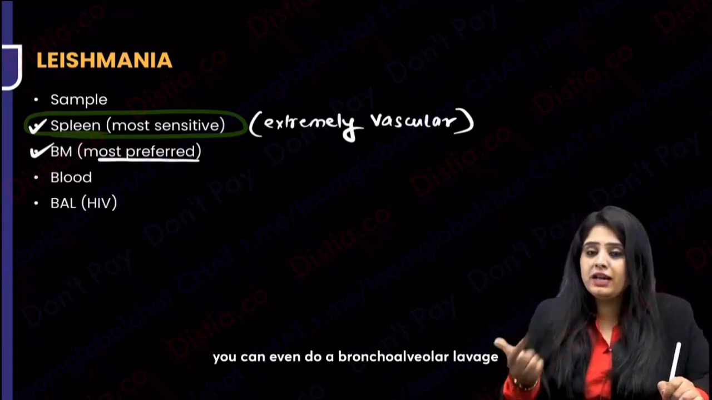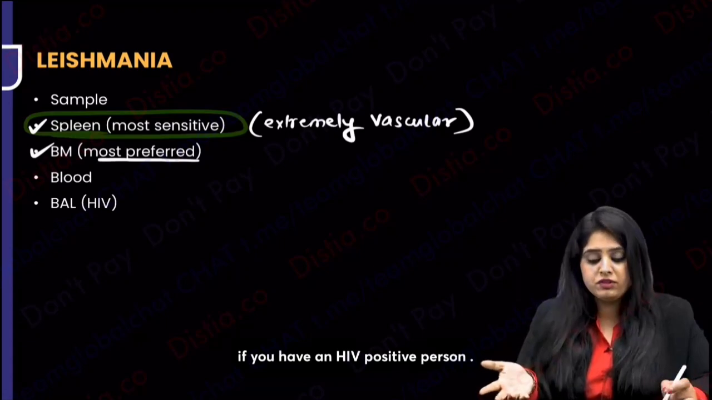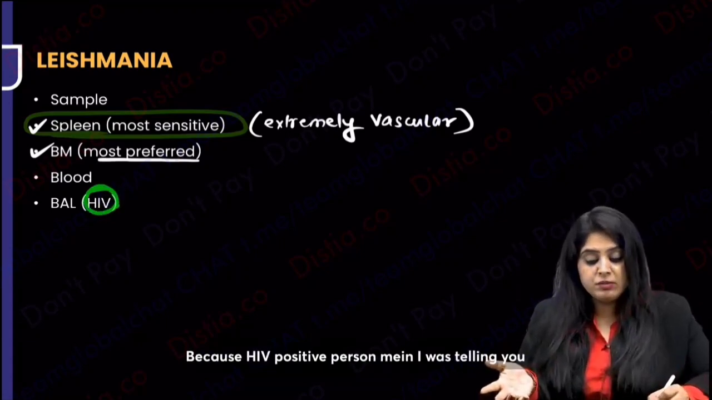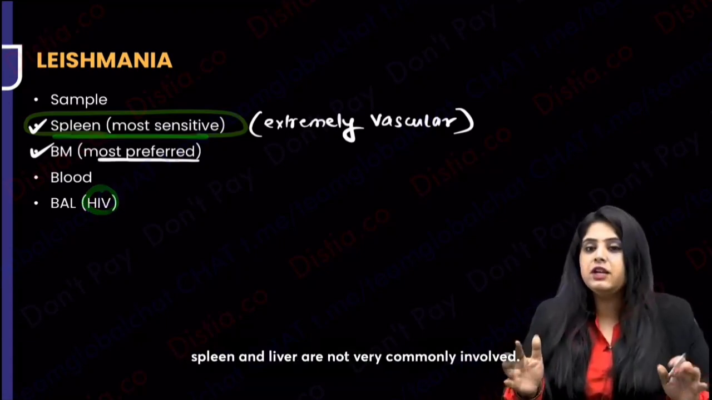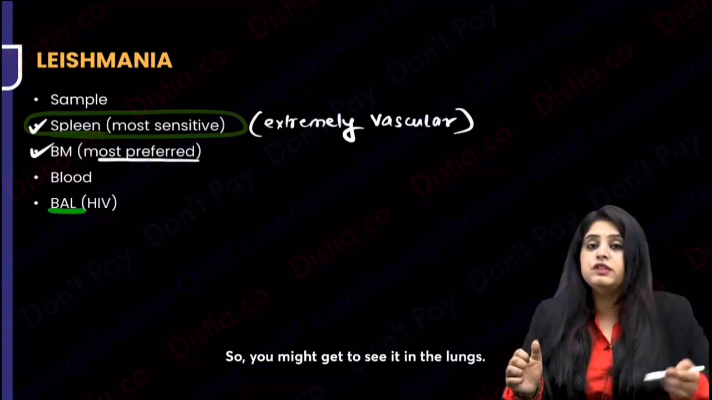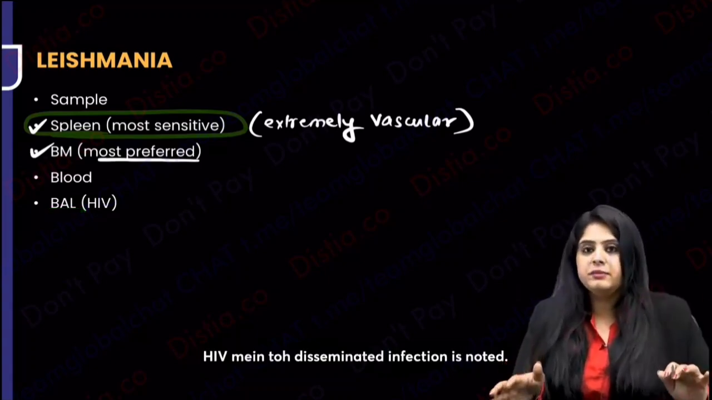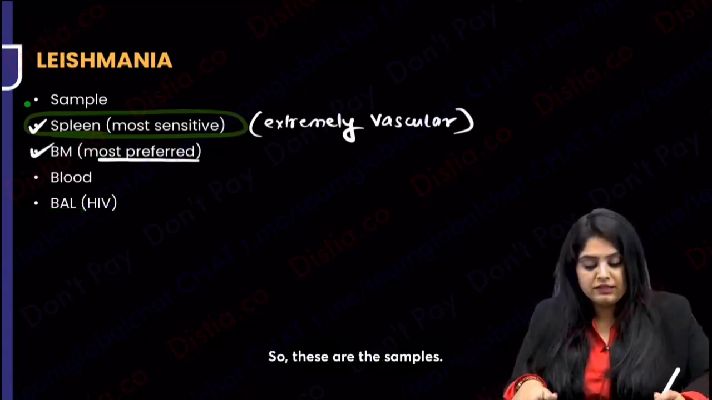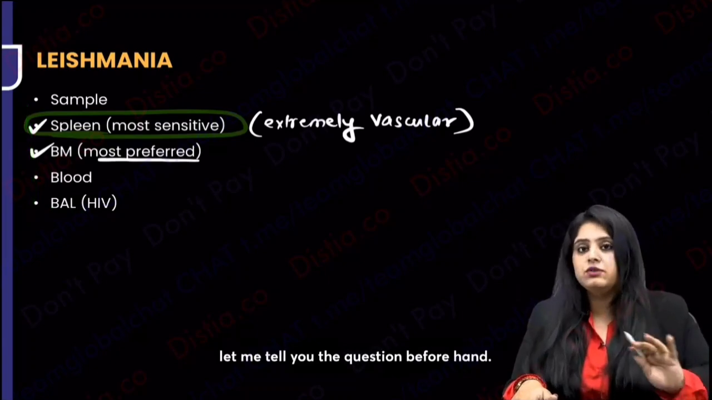You can even do a bronchoalveolar lavage if you have an HIV positive person, because in an HIV positive person, as I was telling you, spleen and liver are not very commonly involved. So you might get to see it in the lungs. In HIV, disseminated infection is noted. So yeah, these are the samples, but let me tell you the question beforehand.